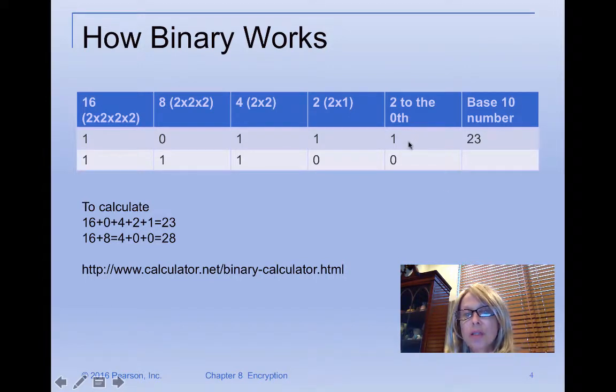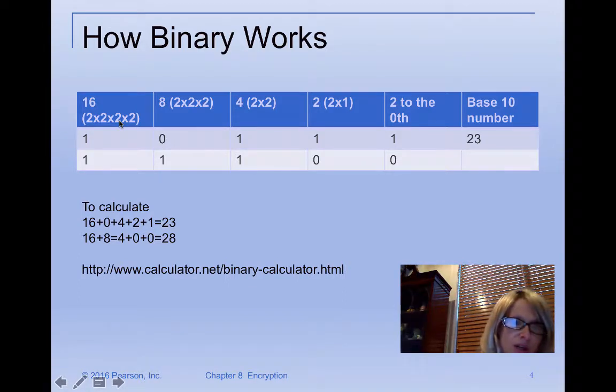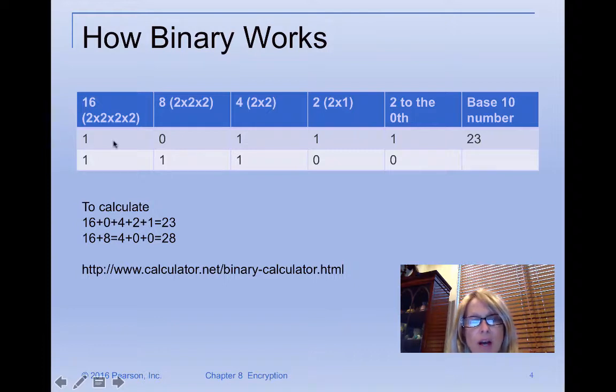Base 2 is different from base 10 in the sense that 2 to the 0 is 1, 2 to the first is 2, 2 to the second is 4, 2 to the third is 2 times 2 times 2, which is 8, 2 to the fourth is 2 times 2 four times, which is 16, 2 to the fifth is 32, and it's positional, okay? So this is 2 to the 0th, 2 to the first.